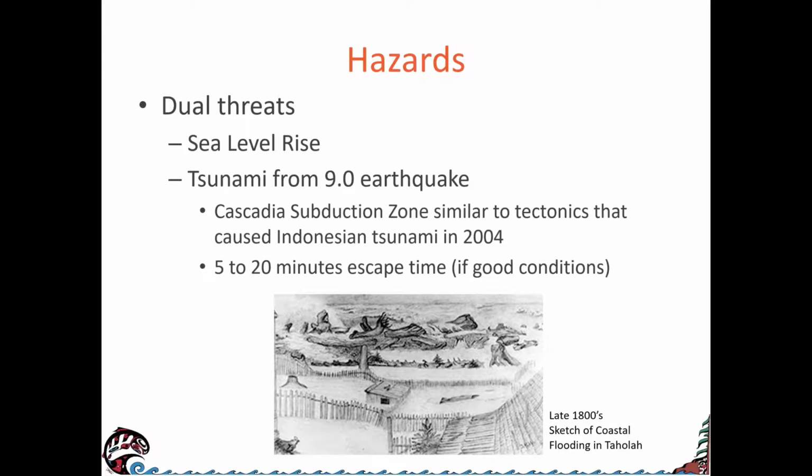So therefore, because of sea level rise and tsunami, the Quinault decided that a move to higher ground is necessary. Next.